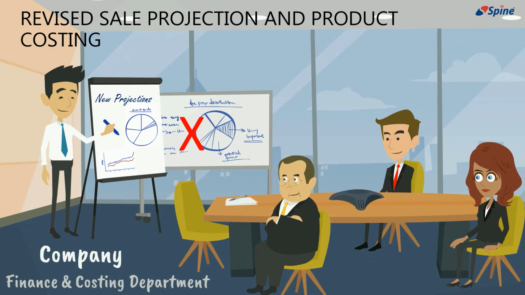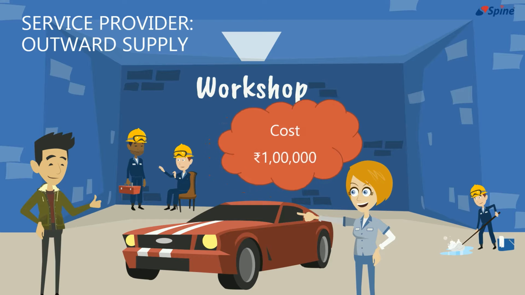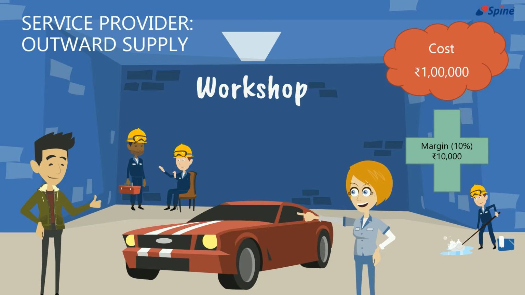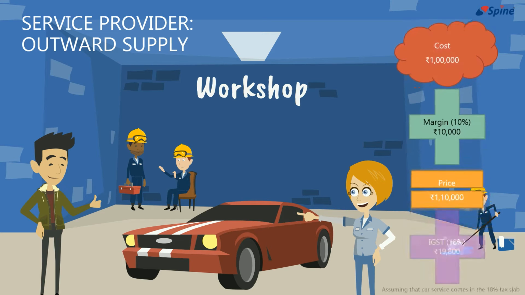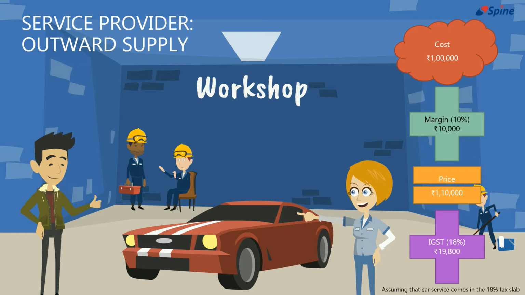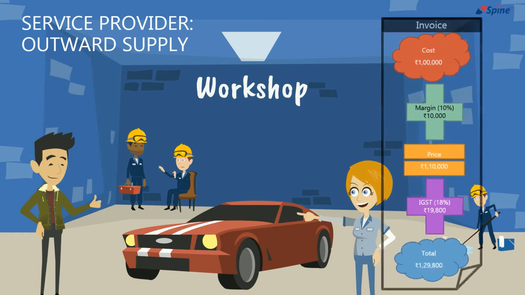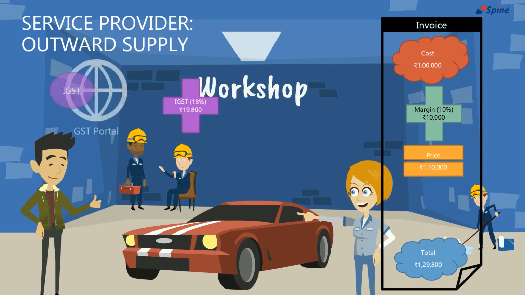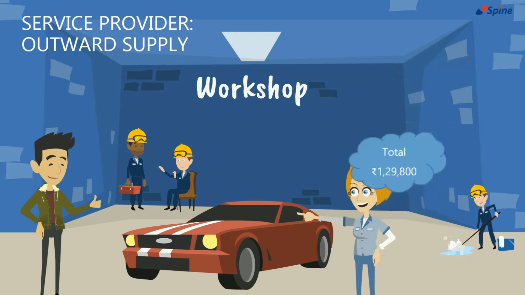Lastly, let's talk about the difference in the pricing of services. Again, suppose that the service cost stays the same. So, the service provider adds a 10% margin on its services. This makes a total of 1,10,000. Let's say that the services are taken from a different state. So, IGST would be charged. That would make the price of outward supply of services 1,29,800. From this invoice, the IGST component of 18% would be paid on the GST portal in the IGST head. This is what would be charged from Collie for the repair of his Mustang.